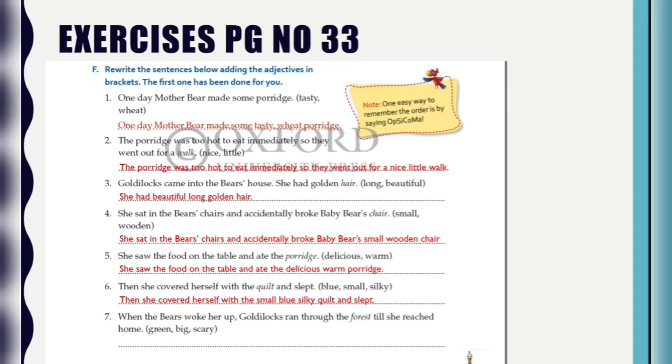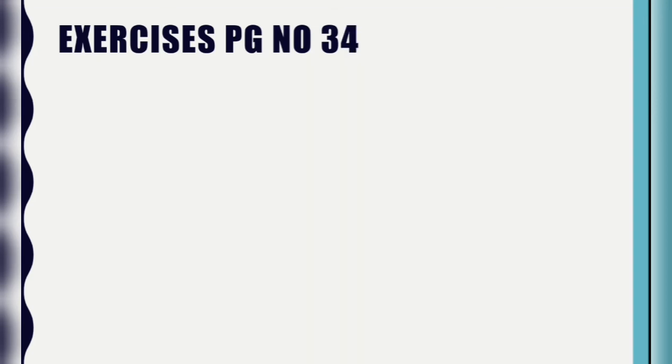Clear? Next one, when the bears woke her up, Goldilocks ran through the forest till she reached home. Here three adjectives are given: green, big and scary. So again here green is a color, big is a size and scary is an opinion. Okay, so you are going to use this way. When the bears woke her up, Goldilocks ran through the scary big green forest till she reached home. Okay, so here what we understood, we have to use the adjectives in a sequence to give it proper meaning.